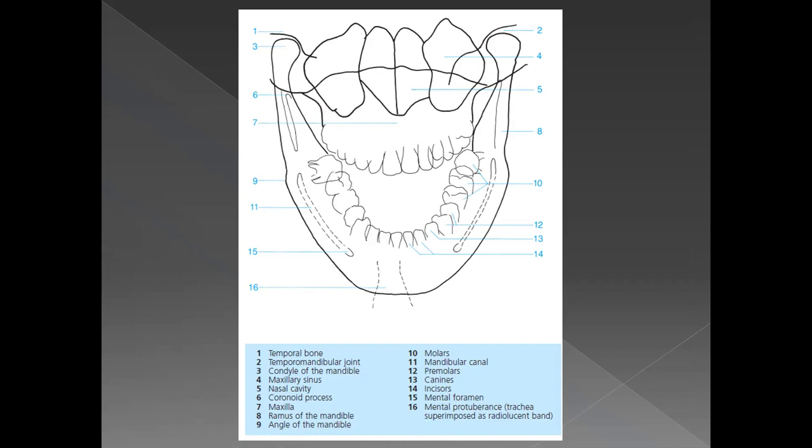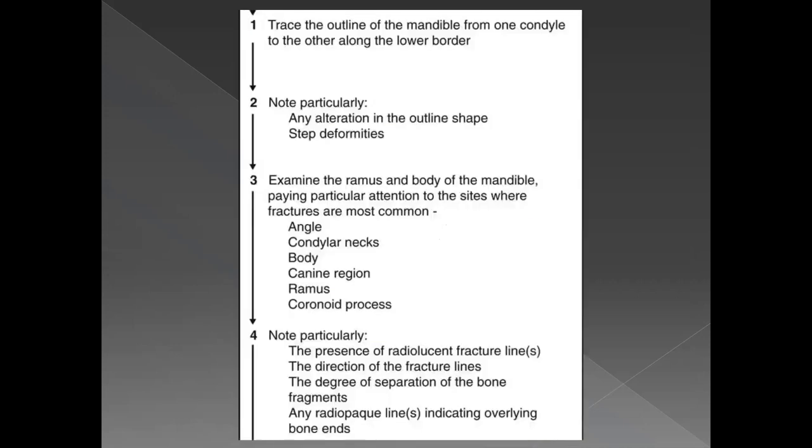The major problem with this X-ray is that if the condyle is anteriorly displaced, you won't be able to appreciate that on this view. And neither will you be able to appreciate posterior displacement. But that you can somewhat counter by having an OPG, which can show you the anterior and the posterior displacement. So how are you supposed to evaluate this X-ray?